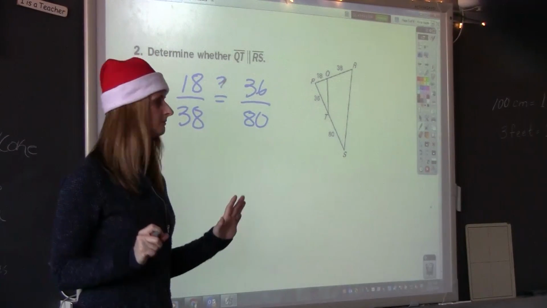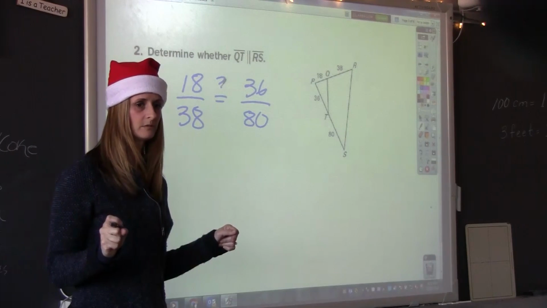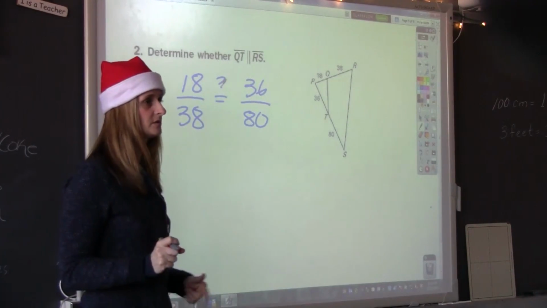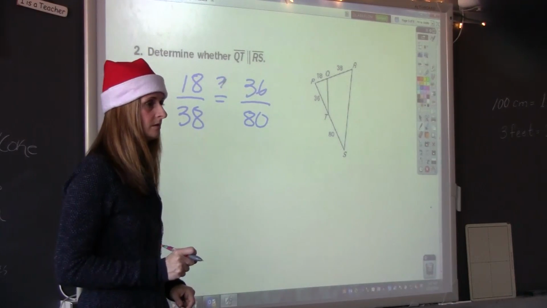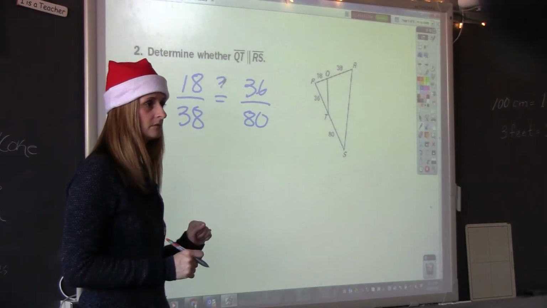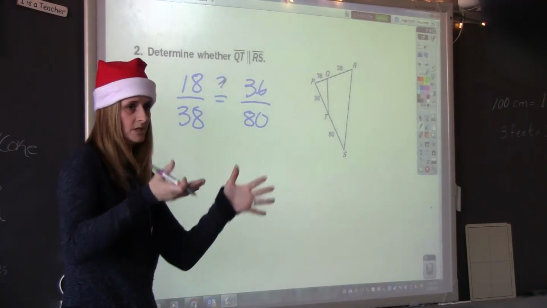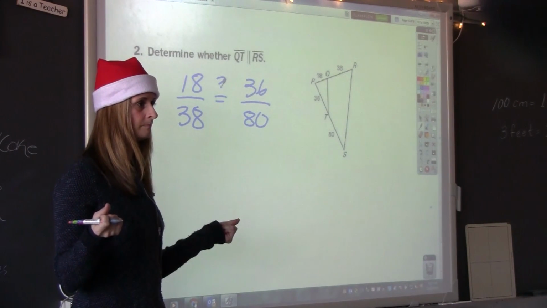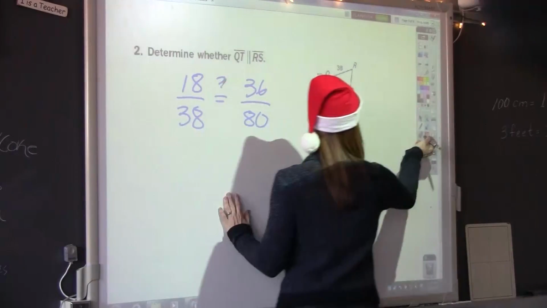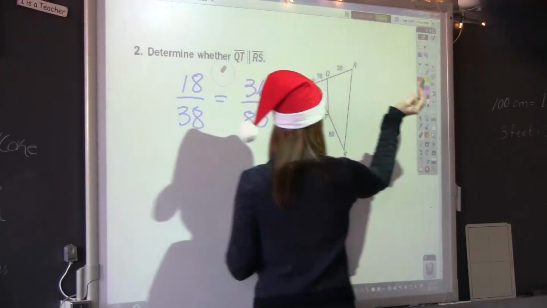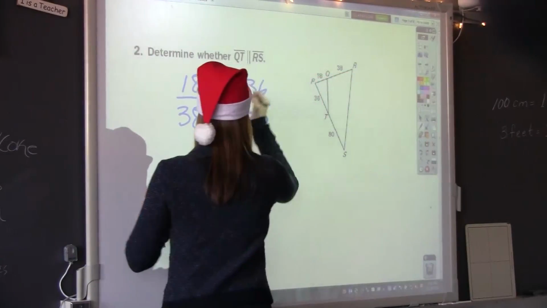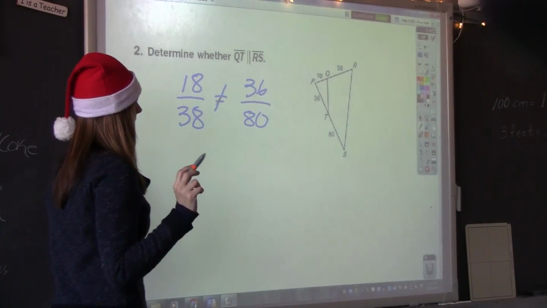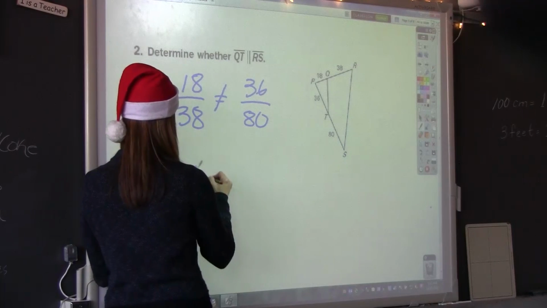A few different ways you can figure this out, and I don't care how you do it. You could simplify those, you could just divide them, you could do cross multiplying, however you want to do it. Are they the same? No. Okay, so the question says determine whether they're parallel. I'm just going to write not parallel.